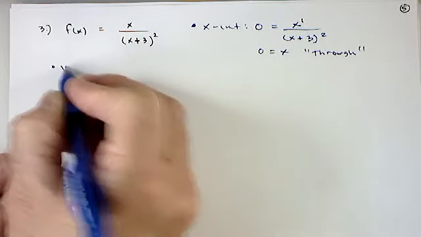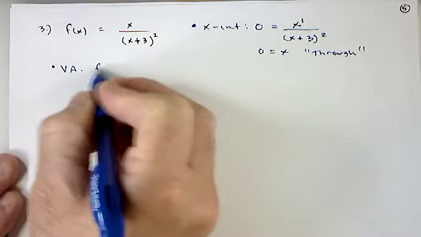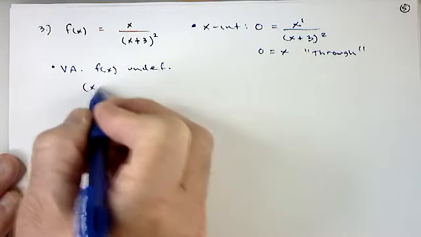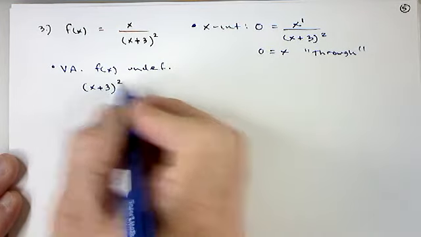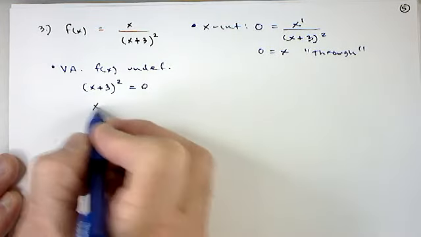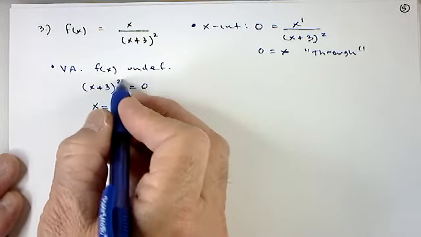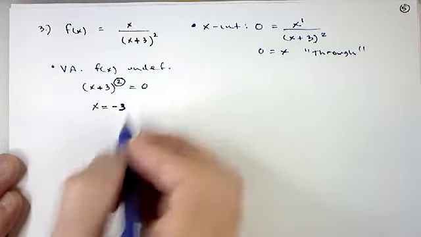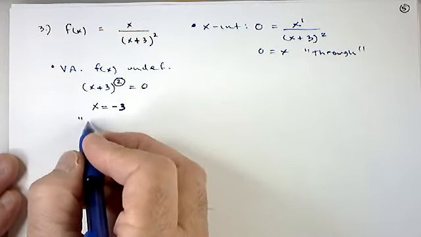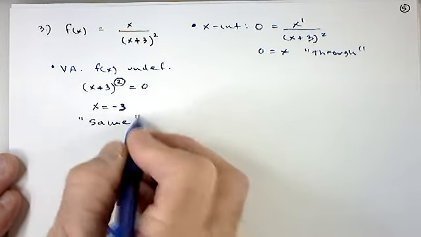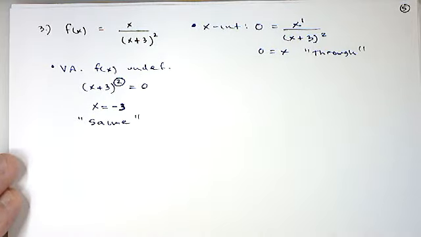So let's talk about our vertical asymptote. f of x is undefined when x plus 3 squared equals 0, which gives me -3. But this time, this -3 came from an even power. And that's what we are predicting then: our vertical asymptote is going to do the same thing on either side. It's going to behave the same way. It's going in the same direction.